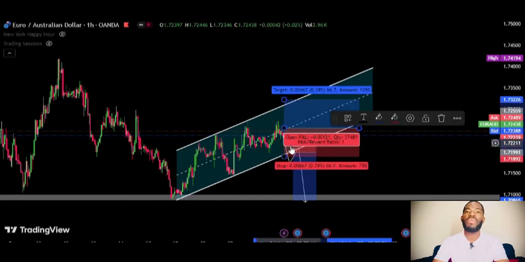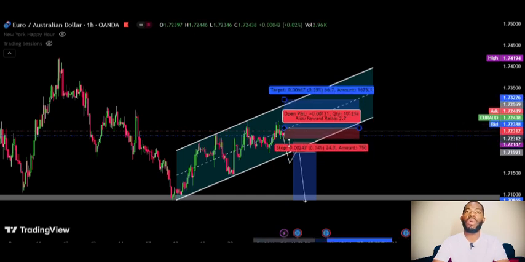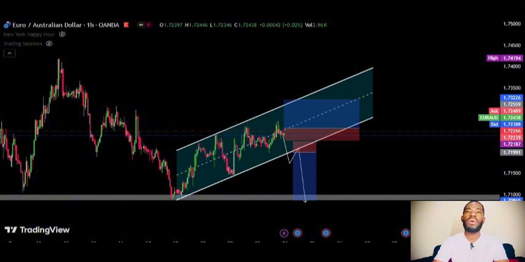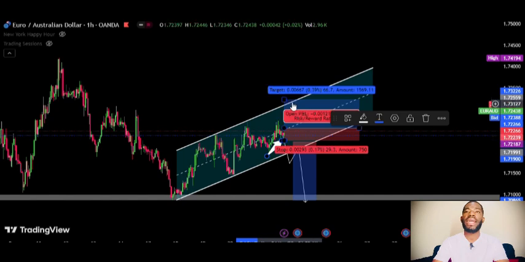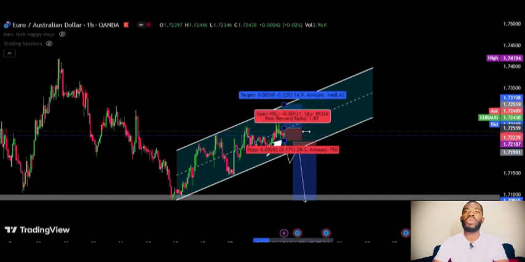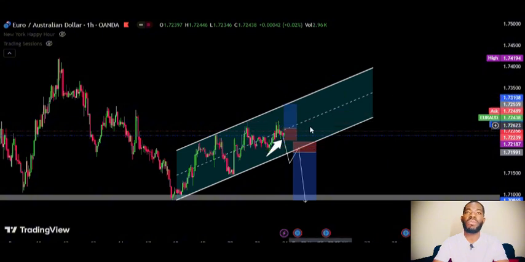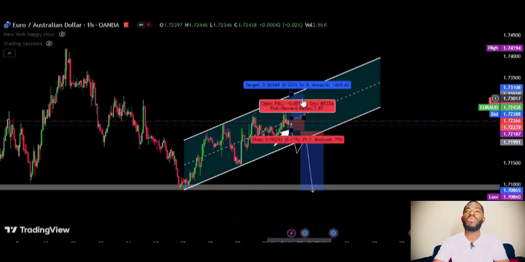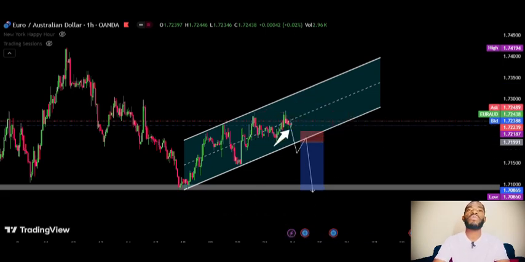You could buy and place your stop loss just right there. You want your stop loss just below this level here, and target the upper resistance of that channel. That is also the second way you could trade that, all right. And the third way you could trade this is to wait for the price to get to this upper resistance of the channel, all right, because this is a resistance.